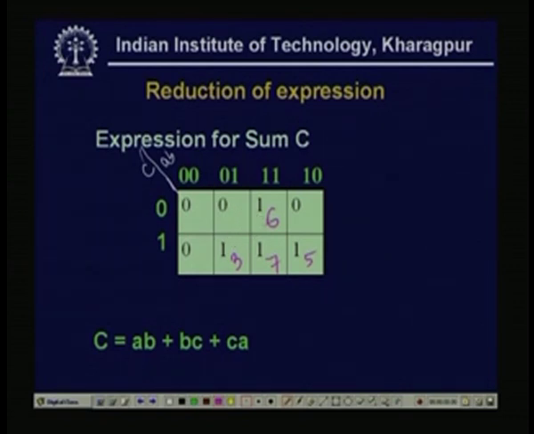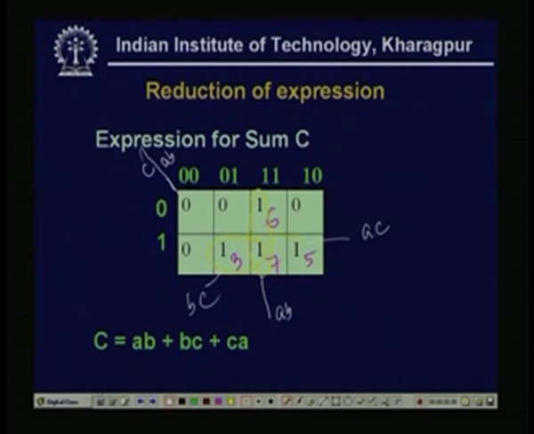Then what will be the minterms? Here there are couples possible. So, this will be A, B, this will be A, C and this will be B, C. That means for this column it is A, B, for this couple it is A, C, for this couple it is B, C. So, AB plus BC plus CA. These are the carry bit.